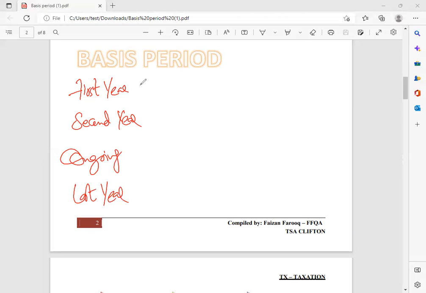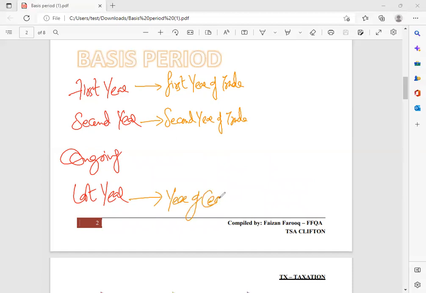First year means when business starts, the first year of trade. Second year means the second year of trade. Very easy. Last year means year of cessation, in which the business closed down. Ongoing is the life of the business.